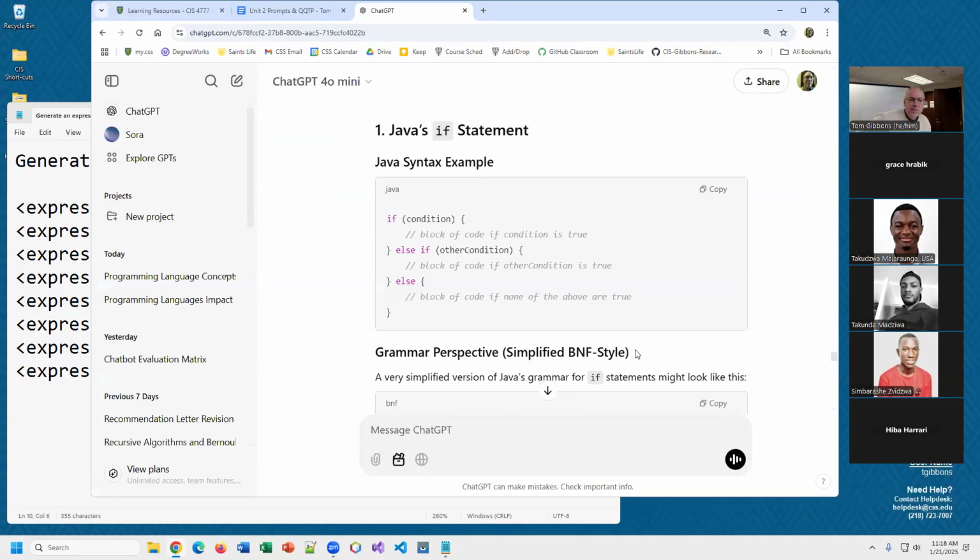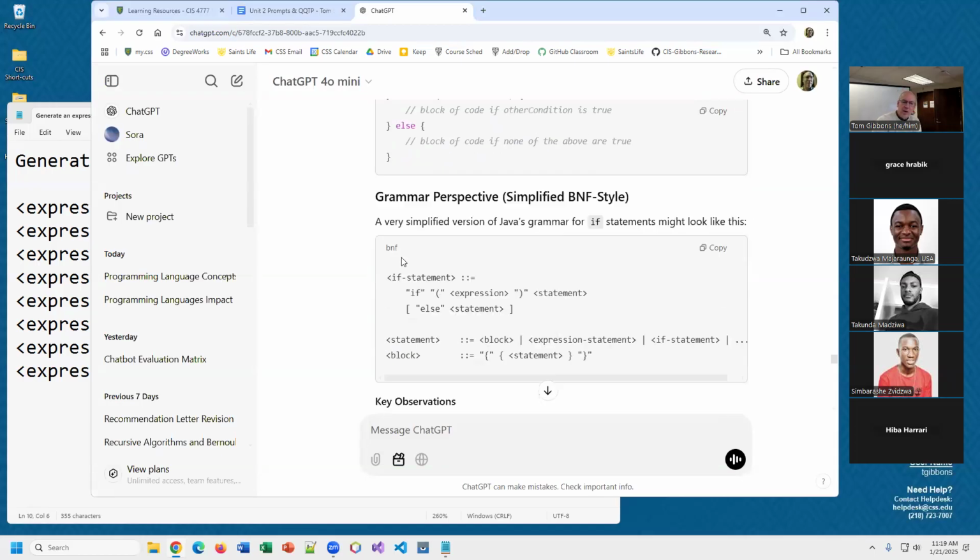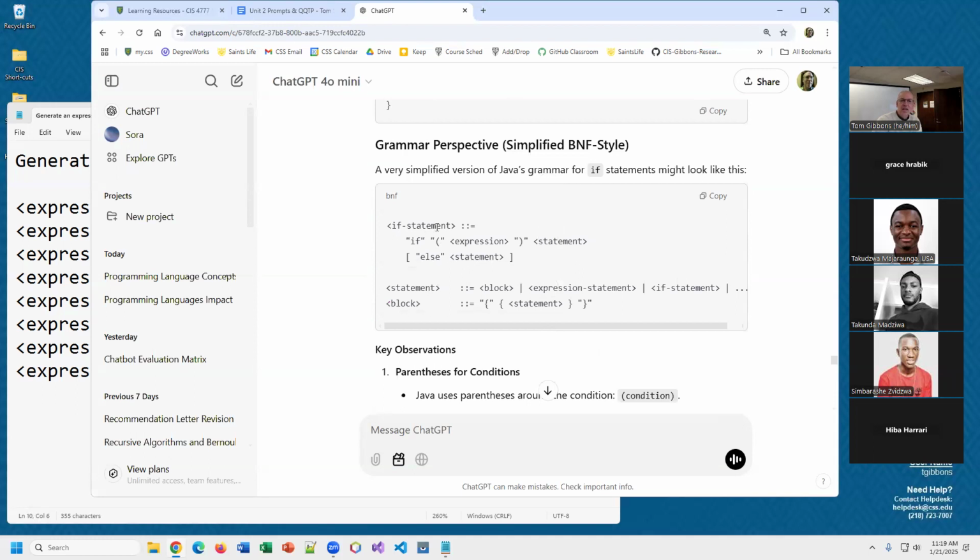I find sometimes these explanations aren't the best with this. So here's Java syntax: if some condition, parentheses, and else if another condition, parentheses, else. Now, again, it should be noted that these else's are optional. That's not really clear in this description here, but the syntax should be pretty good.